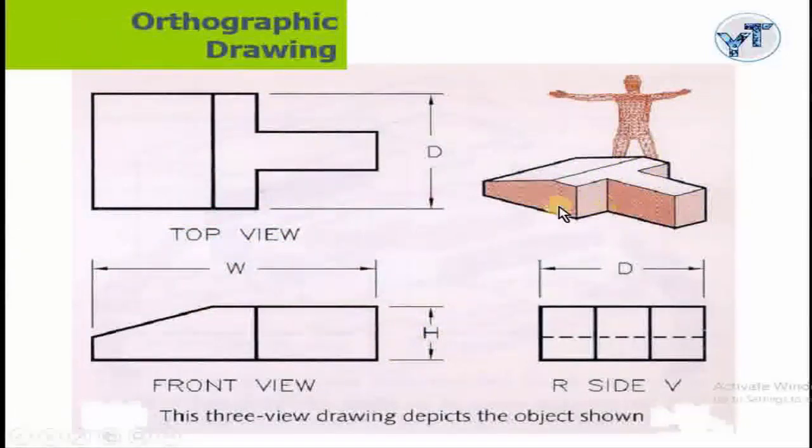So this object is depicted with the help of these 3 views, including front view, top view and the right side view. One important thing to be noted while writing the views is that these side views are always drawn adjacent to the front view, whether it is the first angle projection system or the third angle projection system. So guys, I hope you have understood these 6 standard views and the positioning of these views with respect to first angle projection system as well as third angle projection system.